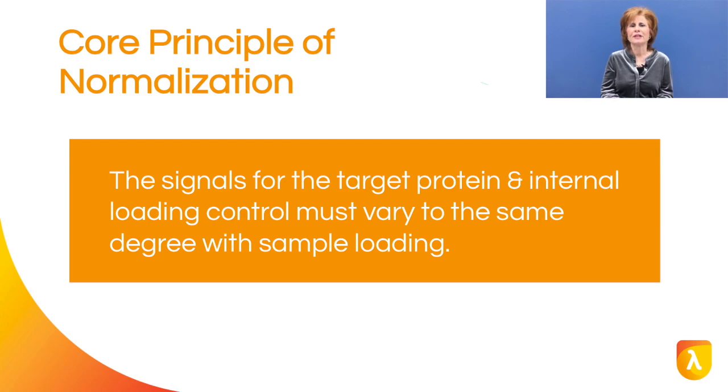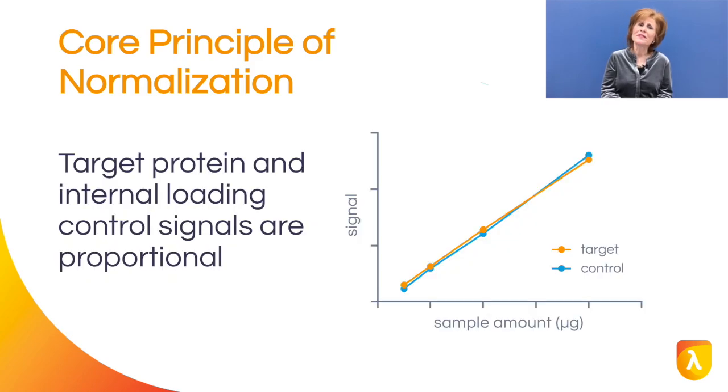For accurate normalization, the core principle of normalization must be valid. This principle states that the signals for the target protein and internal loading control must vary to the same degree with sample loading. This means that the target protein and internal loading control must be dependent on and be proportional to the sample protein concentration. The signals will then go up and down together as the protein concentration changes, giving you a consistent target to control ratio in all experimental samples.